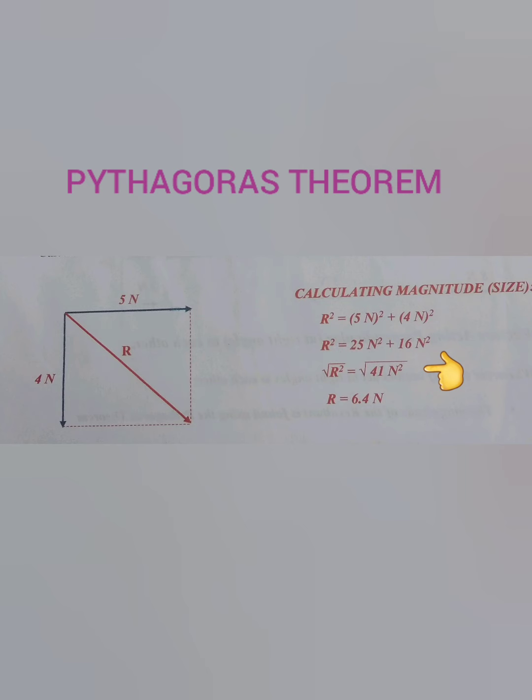However, since we want to find r and not r squared, we have to get rid of the square that is above the r. So in essence, we have to square root it. But since anything done to one side of an equation must also be done to the other side, we also have to square root the 41 newtons squared. So the square root will eradicate the square that was above the r, and the square root of 41 will ultimately give us 6.4 newtons. This is the magnitude of the resultant.